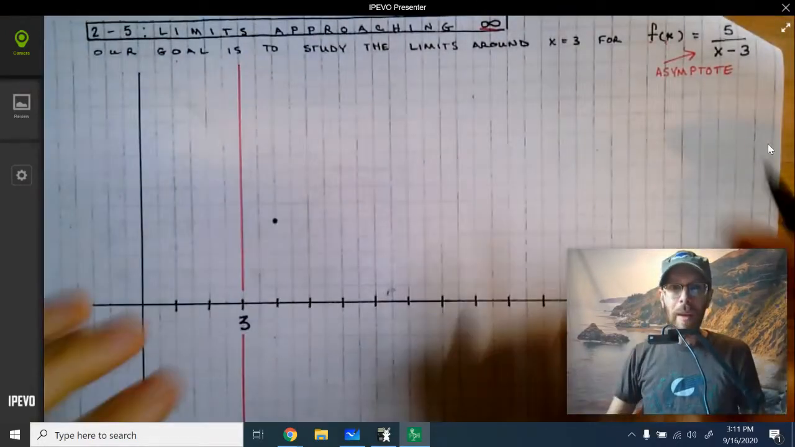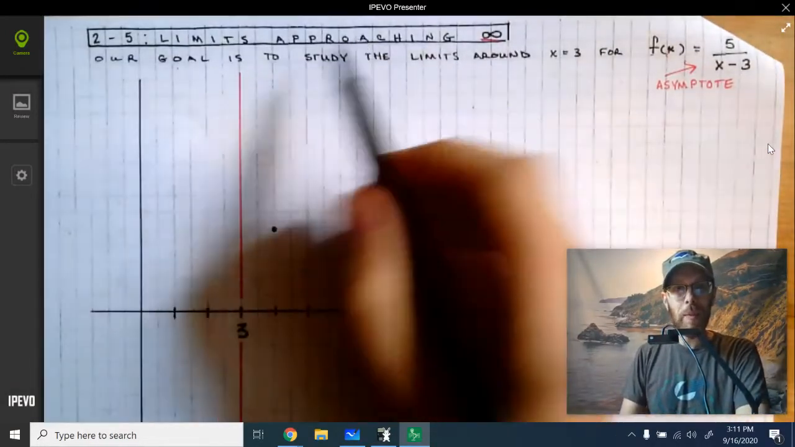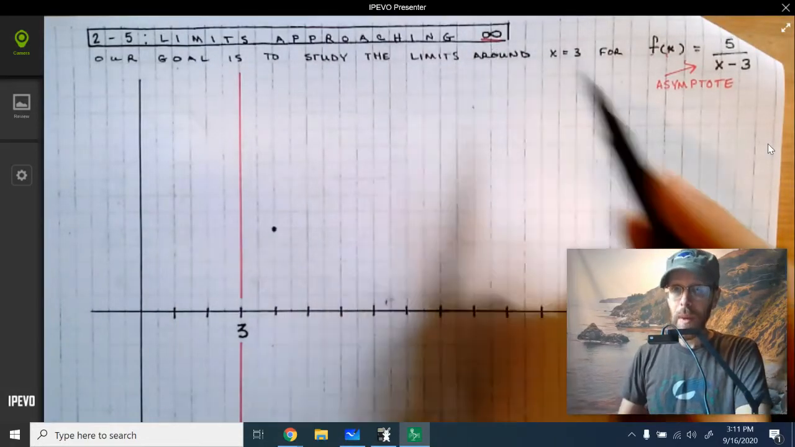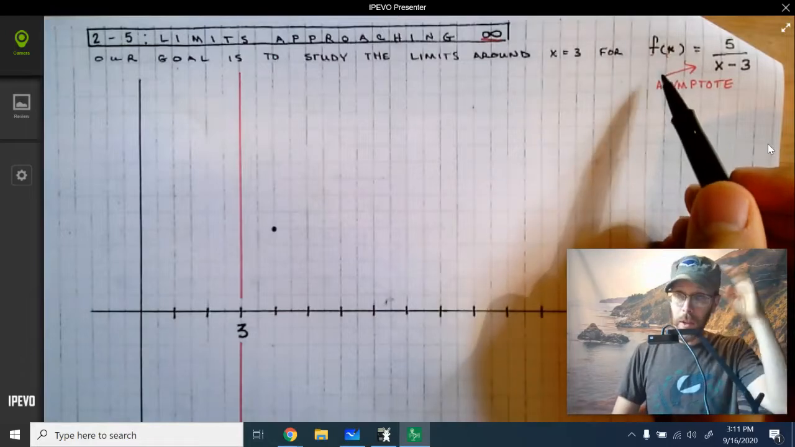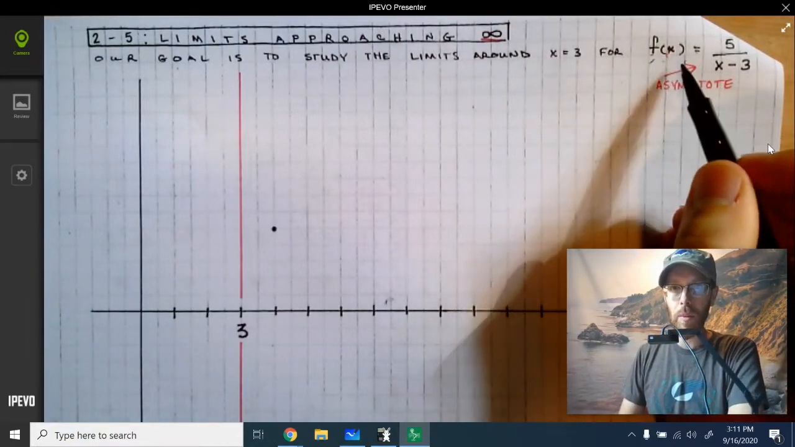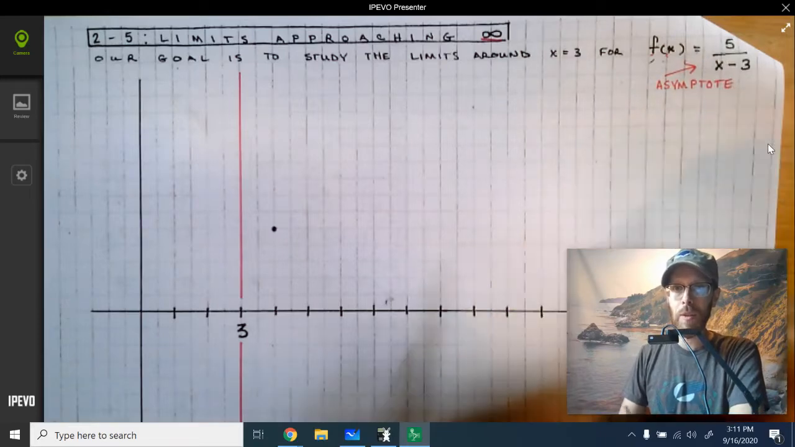It's fun. Today we're going to be talking some more about limits, and specifically limits that involve my buddy infinity. I happen to have just such a function here, and it is f of x equals 5 divided by x minus 3.